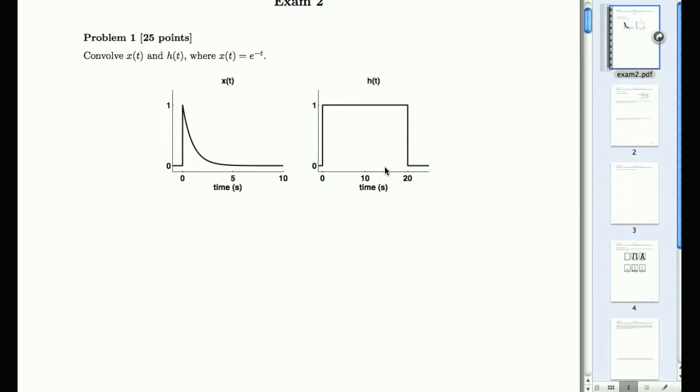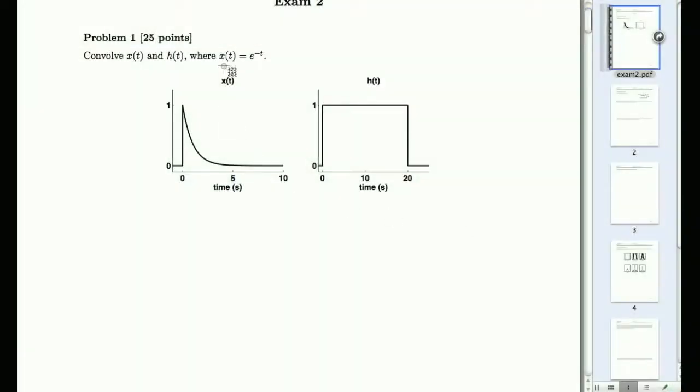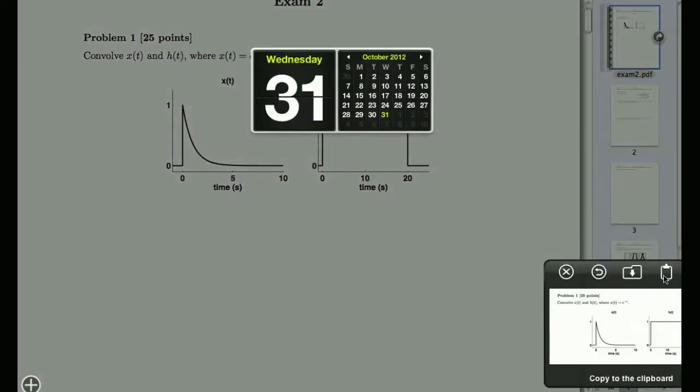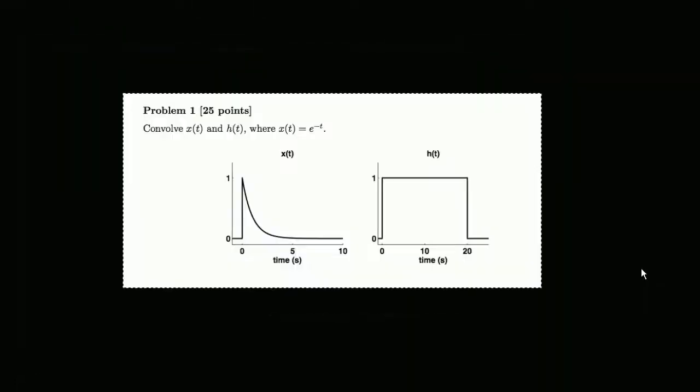Okay, I'll answer your question. So basically, you've got X of T, which looks like this, and you've got H of T, which looks like, we said 20 seconds? Okay, so the idea is that first of all, we accept that we can flip either one of them, right? So which one's easier to flip? You can flip either one. Remember, because convolution is, whatchamacallit? Commutative. Thank you, commutative.